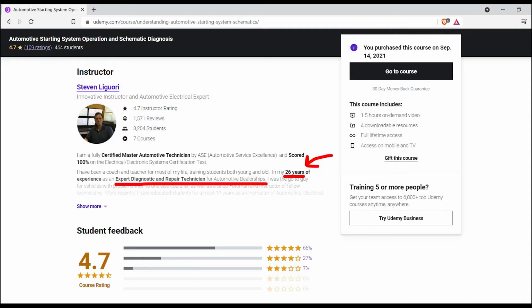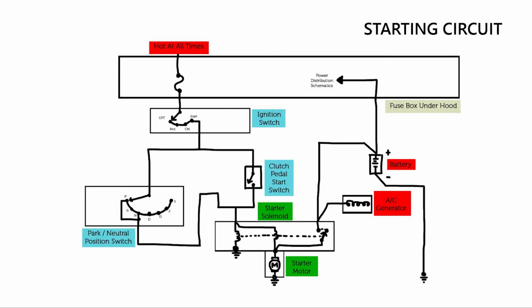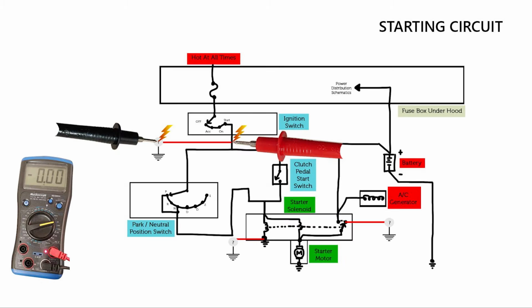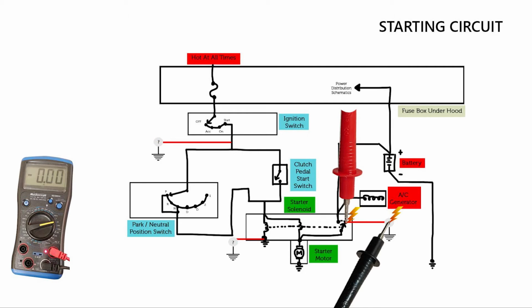Steve's been an ASC certified mechanic 35 years and an electrical specialist for 25 years in the dealerships. The course covers manual and automatic transmissions with various types of electrical circuits. The diagrams shown in this course are practically the same for all vehicle types. With simple steps to remember, it makes diagnosing challenging starting problems into much more manageable solutions.